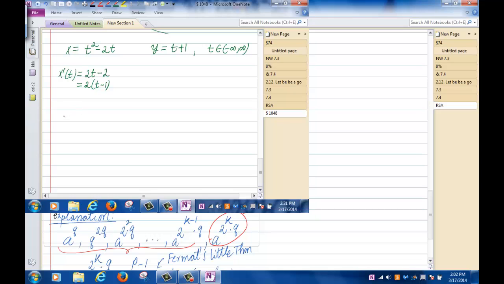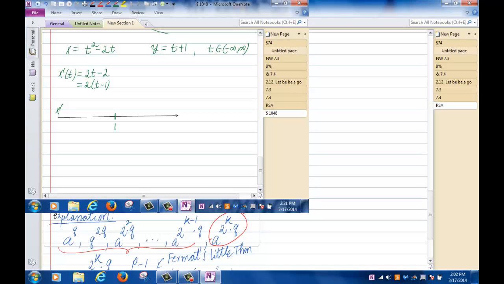So if I make a number line and then I plot the point where the derivative is 0, the derivative is 0 where? When t is 1, right? Now, what's the sign of the derivative on the left of 1?